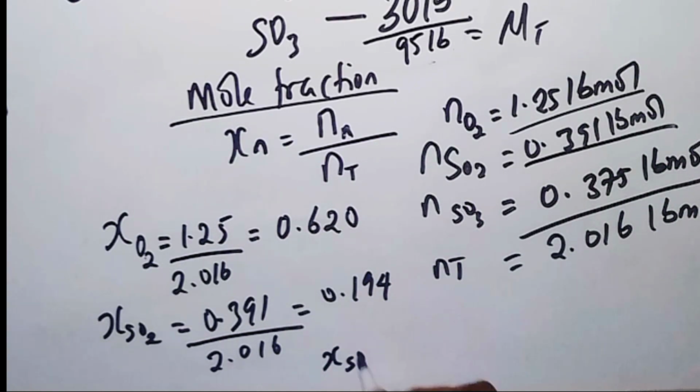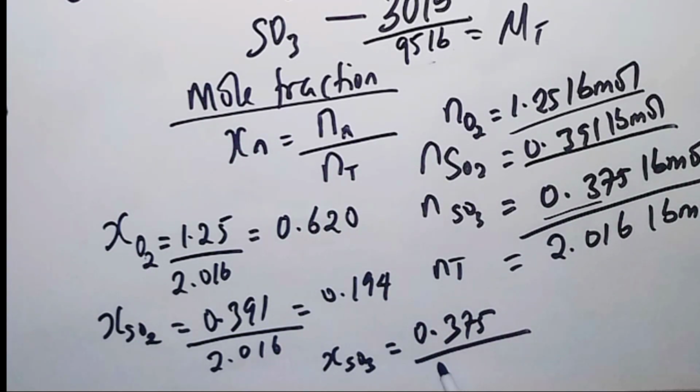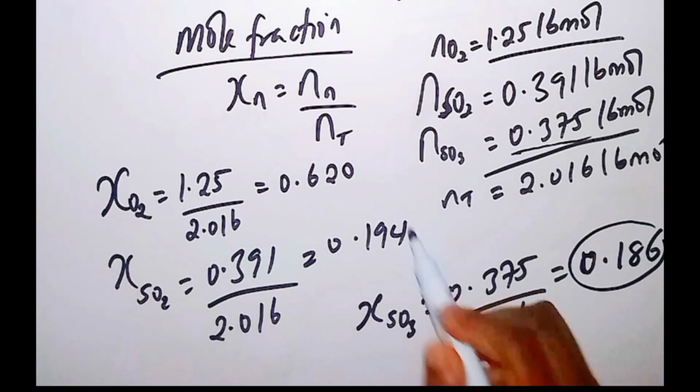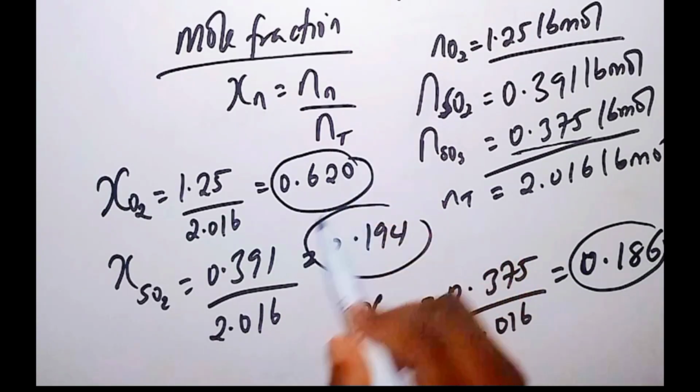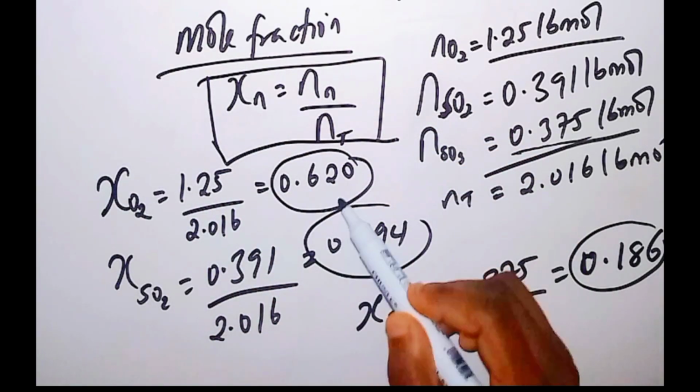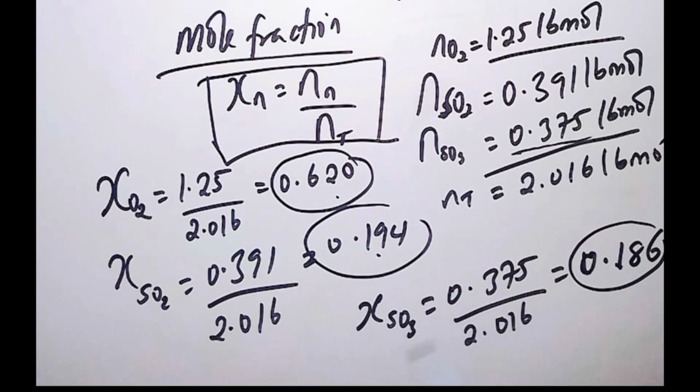For SO3, the mole fraction is equal to the number of moles of SO3, 0.375, divided by the total, which gives 0.186. These are the mole fraction for each of these components using this formula. When we sum up this, and this, the mole fraction must be equal to 1.00.